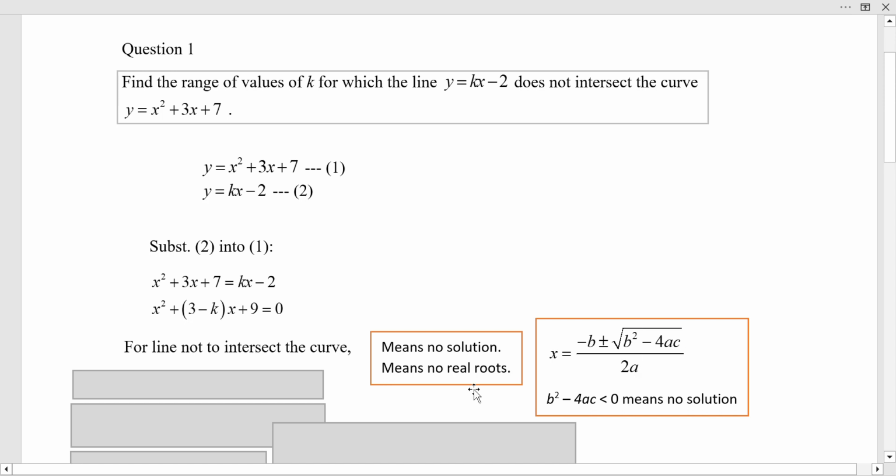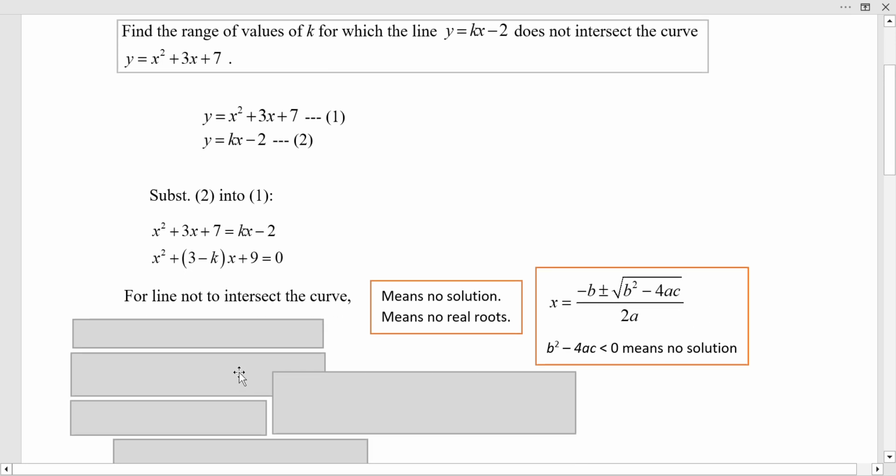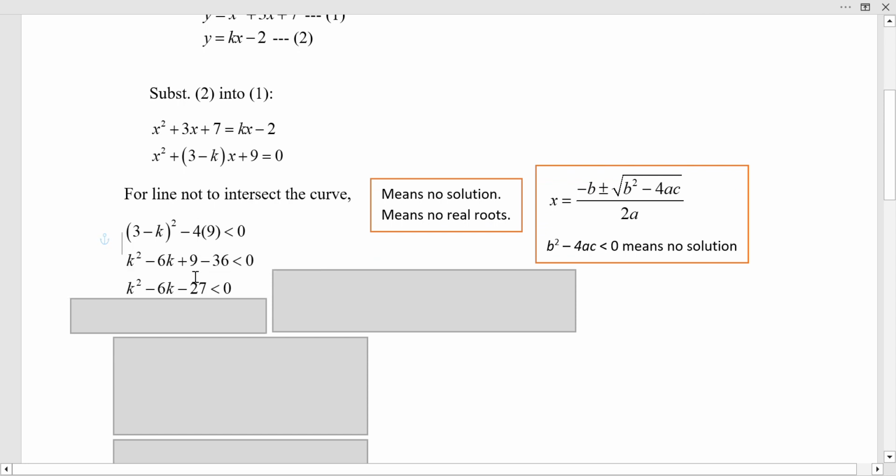If you square root a negative value, you get no real answers. So therefore, in order for the line not to intersect the curve, we should have no solution, which means b squared minus 4ac has to be smaller than 0. Therefore, you sub in b squared minus 4ac to be smaller than 0. With this inequality, you can find the values of k for which there is no solution to this quadratic equation. If you simplify this quadratic inequality, you actually get to this part.